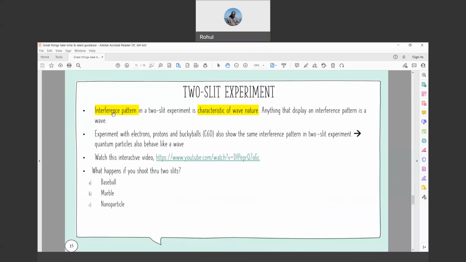In the two-slit experiment, the interference pattern is a characteristic of wave nature. Anything that displays an interference pattern is a wave. Experiments with electrons, protons, even buckyball C60 molecules also show the same interference pattern. It means that these particles behave like a wave. I put a link to a YouTube video about the two-slit experiment. You can watch it and try to answer this short quiz: what happens if you shoot a baseball, a marble, or a nanoparticle through two slits? Do you expect to see an interference pattern or not? I hope you can answer this at home.